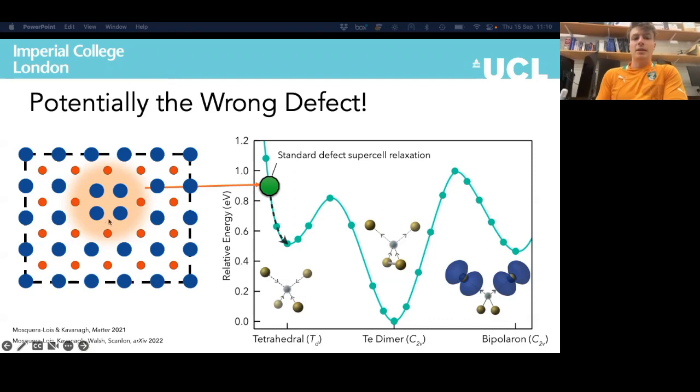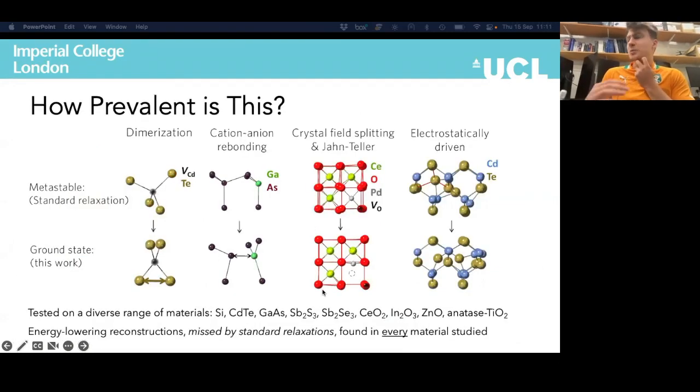So for example, this ideal undistorted defect structure could actually lie much closer to a local minimum on the potential energy surface, as shown here, which would then give us a higher energy metastable structure, which does not reflect the true ground state defect structure, or true defect behavior, which would be this structure over here. So a question we might ask is, how prevalent is this behavior? Is it a common occurrence for defects in solids where a standard approach misses the true ground state structure, or is it just a rare behavior for some specific defects?